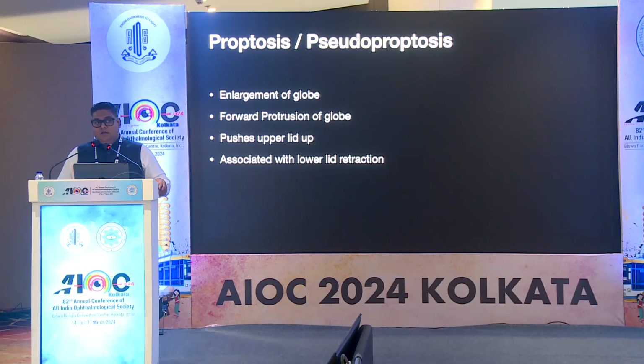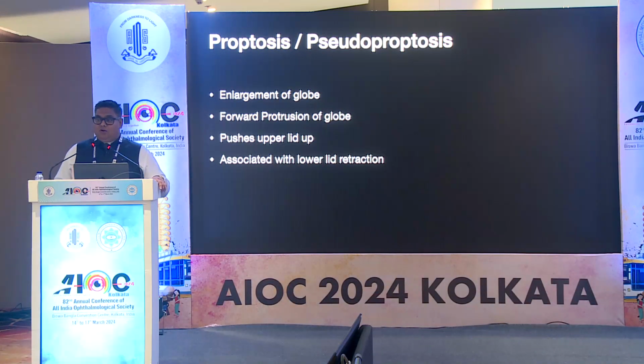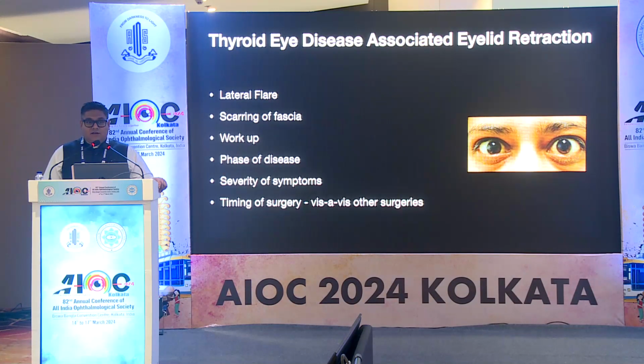So in cases where you're unsure or you feel that there's some amount of proptosis, it's always a good idea to get an exophthalmometry done. Now, thyroid eye disease lid retraction is commonly associated with the classical lateral flare. In this patient, you can see that in the left eye, you have a more typical lateral flare.